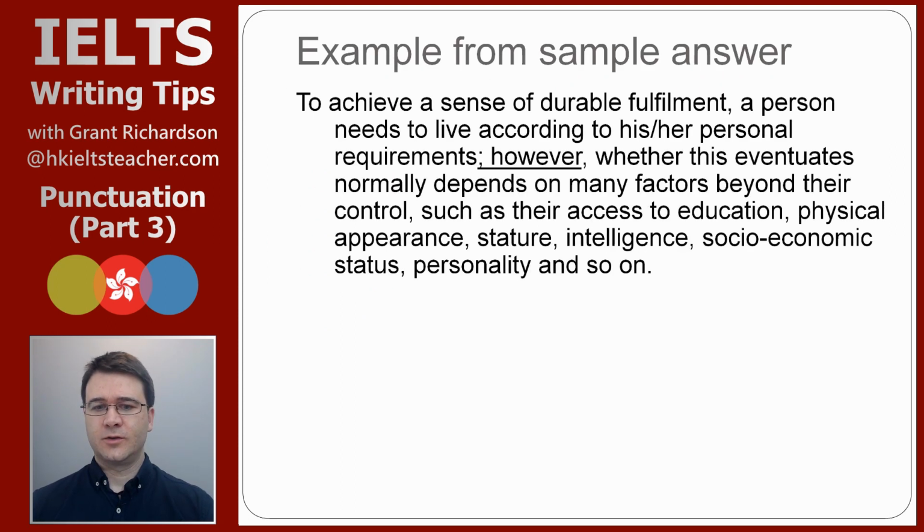For example, to achieve a sense of durable fulfillment, a person needs to live according to his or her personal requirements. However, whether this eventuates normally depends on many factors beyond their control, such as their access to education, physical appearance, stature, intelligence, socioeconomic status, personality, and so on. Normally, we would use a full stop. Again, this is optional. If you like, you can use a semicolon before the conjunctive adverb.